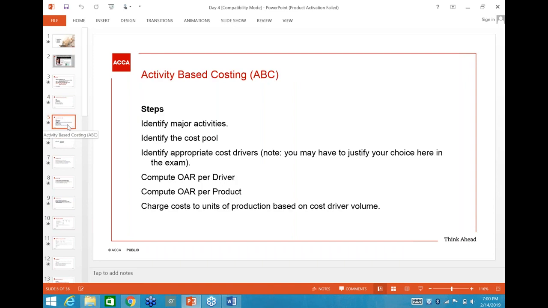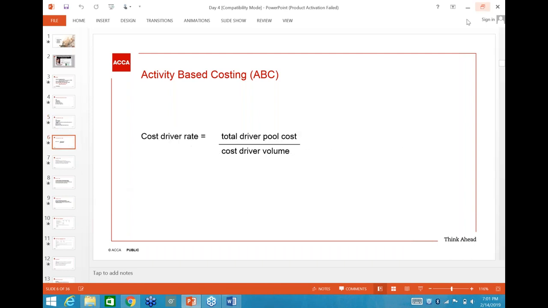The steps: identify the activities, identify the cost pool, identify the cost driver, compute the OAR per driver, and compute the OAR per product. OAR, I believe you are aware, is overhead absorption rate, and we charge cost to units of production based on the cost driver volume. So the cost driver rate is the total cost pool divided by the cost driver volume.